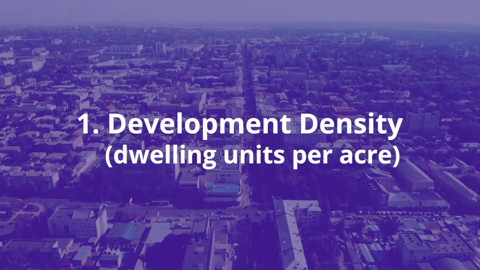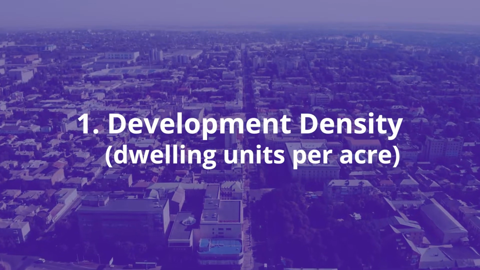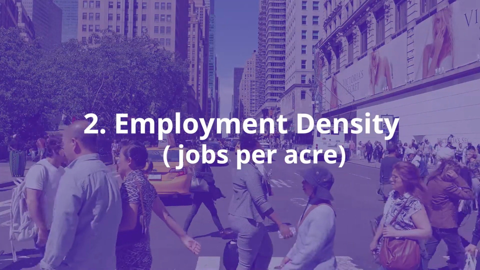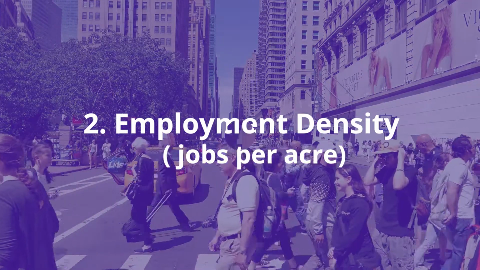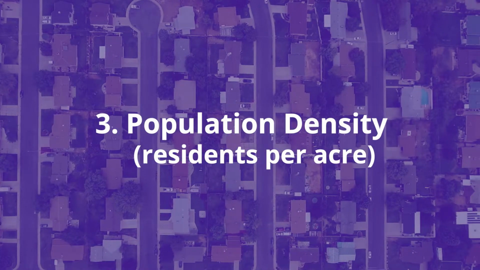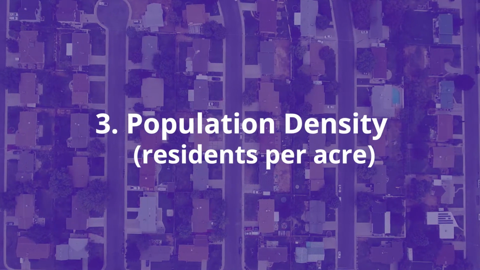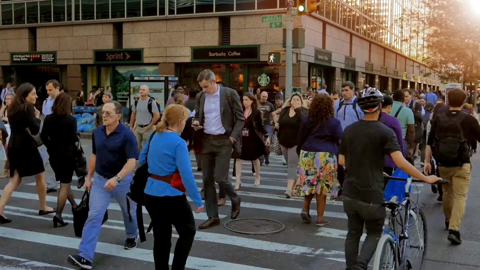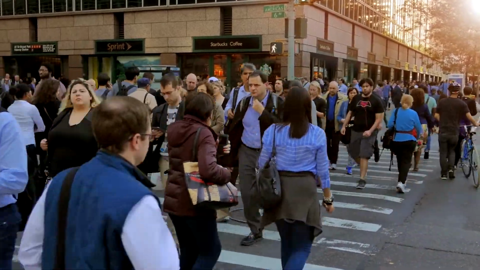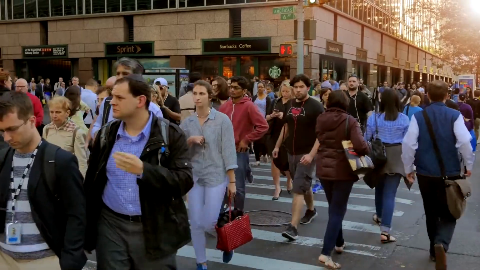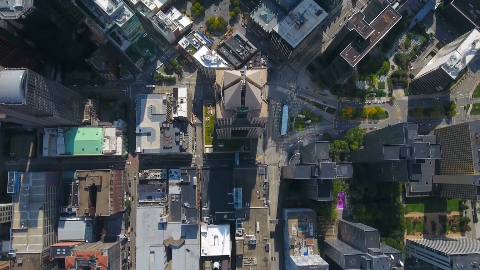The density of residential development is usually measured by dwelling units per acre. Employment density, the second kind of density, is measured by jobs per acre. Population density, the final form of density, is usually measured by the number of residents per acre. Population density should not be confused with development density, though they are often incorrectly combined by the generic use of the word density. We'll discuss why in more detail a little later in this video.